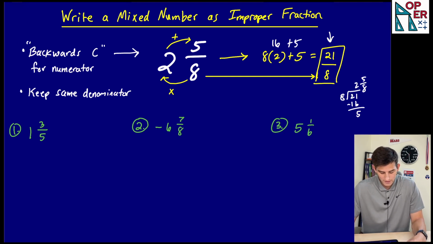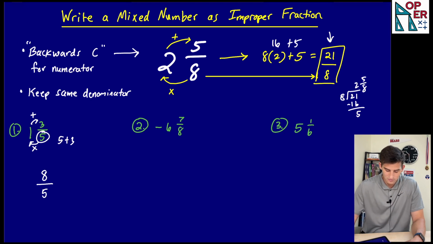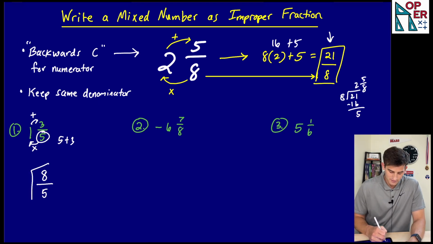So number 1, we have 1 3/5, so 5 times 1 would be 5. And then we're going to add 3. So 5 plus 3 would be 8, and then we're going to keep that same denominator, so this would be 8/5. If we think about 8/5, well, 5/5 would be 1, right? And we have 3 left, so 1 3/5.